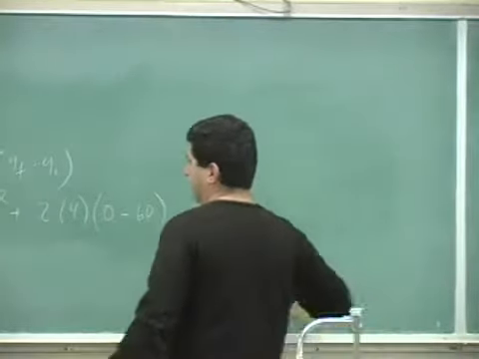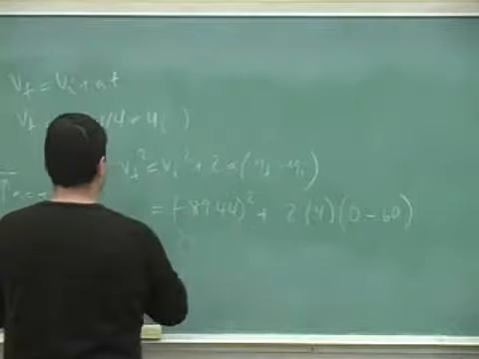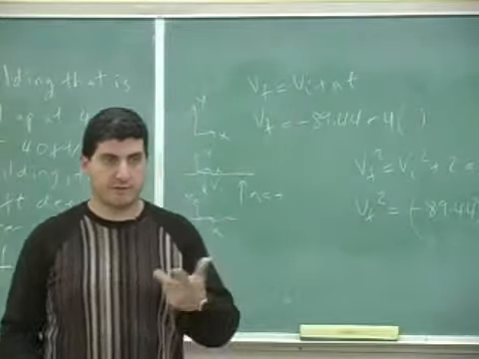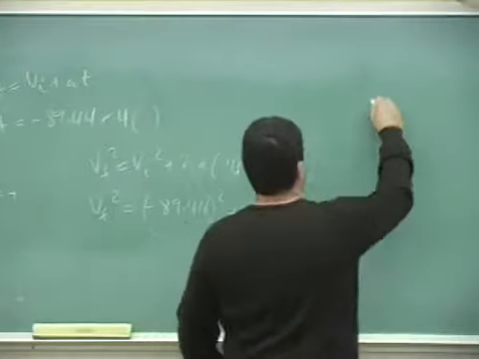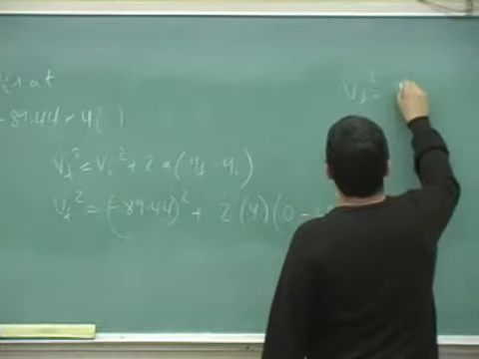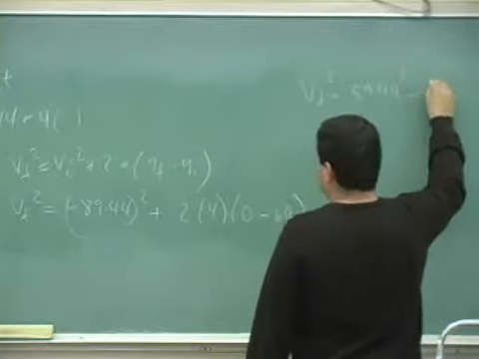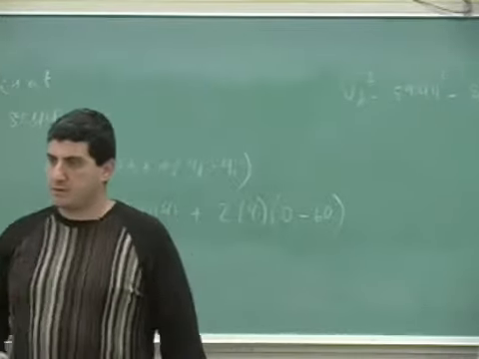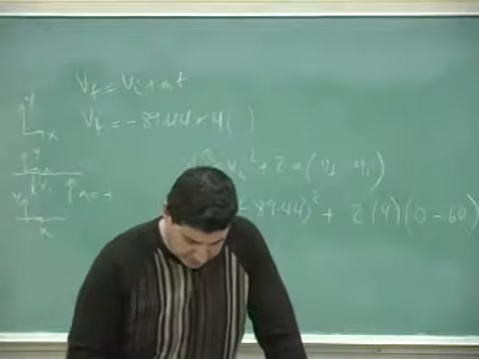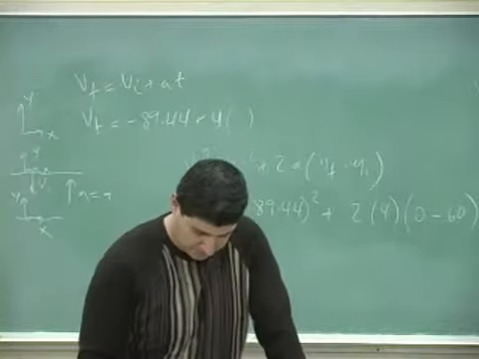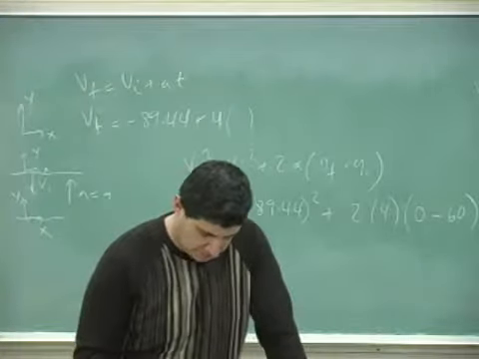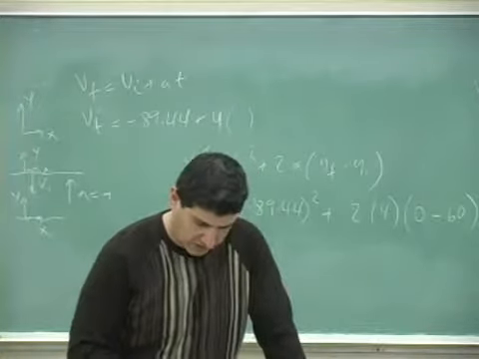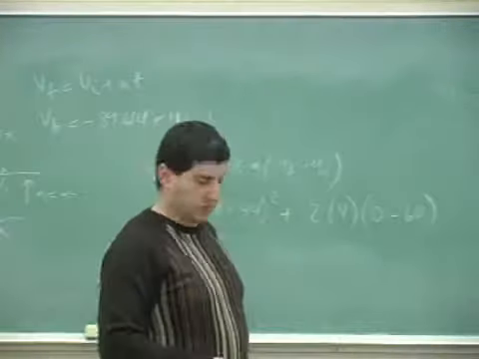Okay, so that one is going to give you V final squared. That's what we're solving for, V final squared, right? We're solving for V final. So now V final squared is going to be 89.44 squared minus 8 times 60. So it's going to slow down by the time it hits the bottom, 86.72. It hasn't really slowed down that much.